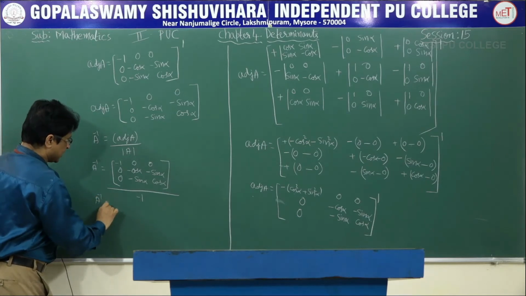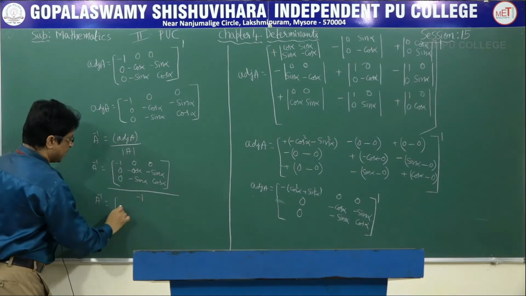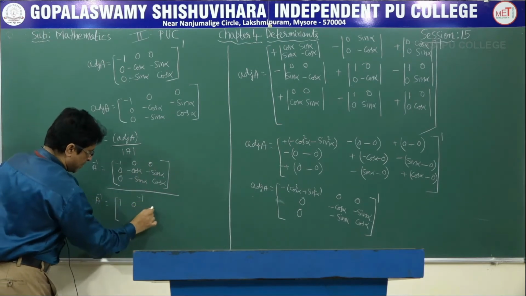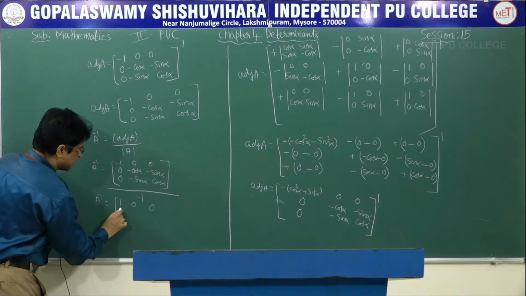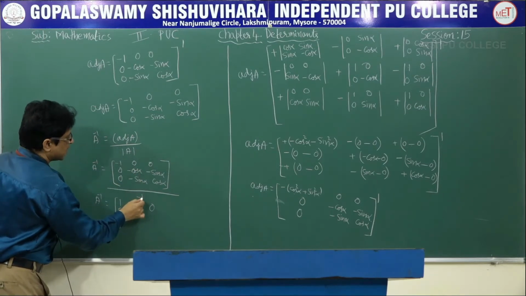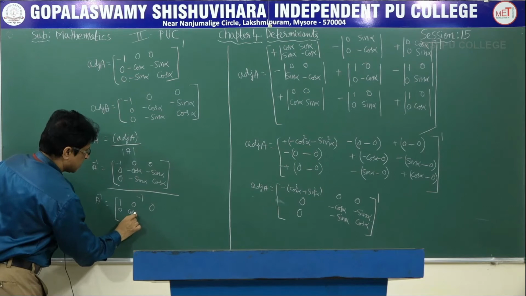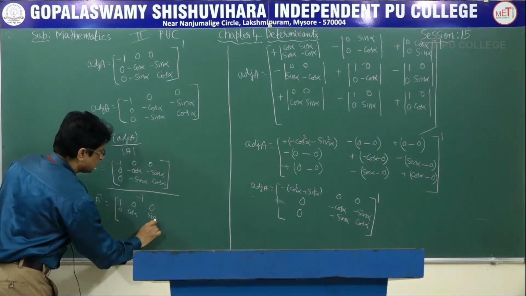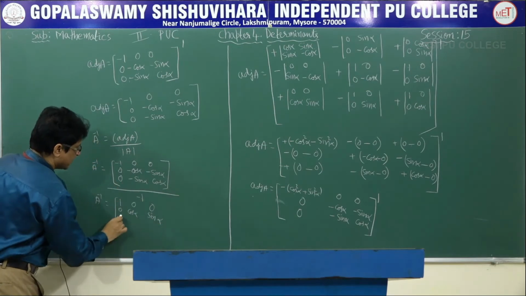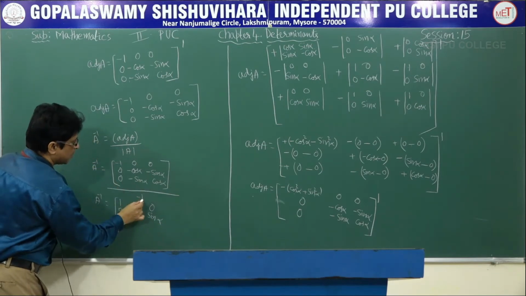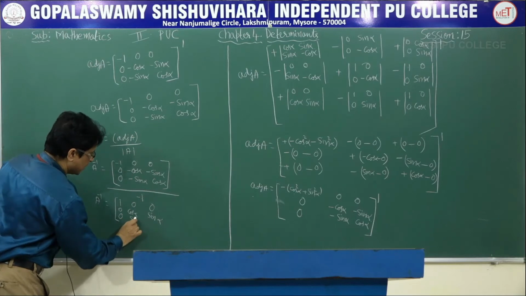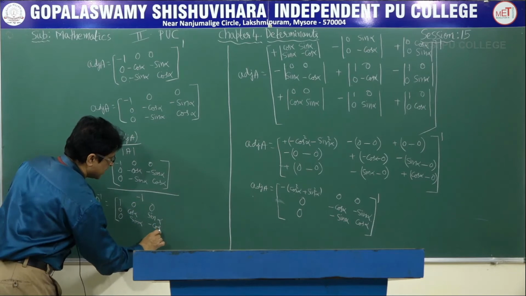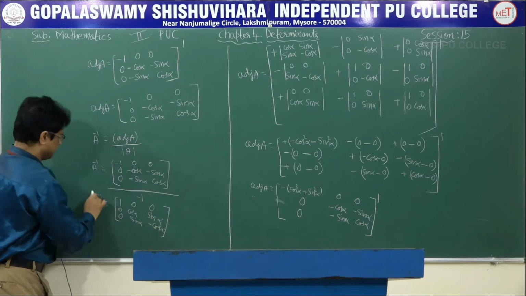So A inverse is equal to minus 1 divided by minus 1 is 1, 0 by minus 1 is 0, 0 by minus 1 is 0, 0 by minus 1 is 0, minus cos alpha divided by minus 1 is cos alpha, minus sin alpha divided by minus 1 is sin alpha, 0 divided by minus 1 is 0, minus sin alpha by minus 1 is sin alpha, cos alpha divided by minus 1 is minus cos alpha.